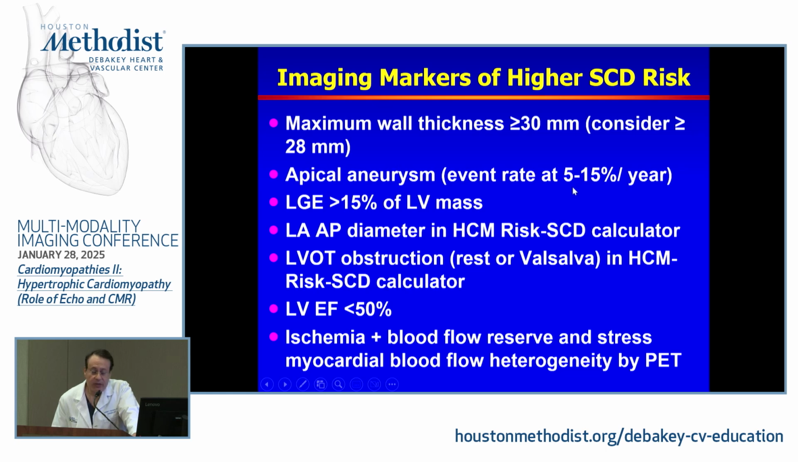Apical aneurysm, we're looking at high event rates, 5 to 15% per year. An LGE total burden exceeding 15% is one of the factors that comes into play when you entertain whether you recommend ICD implantation or not.